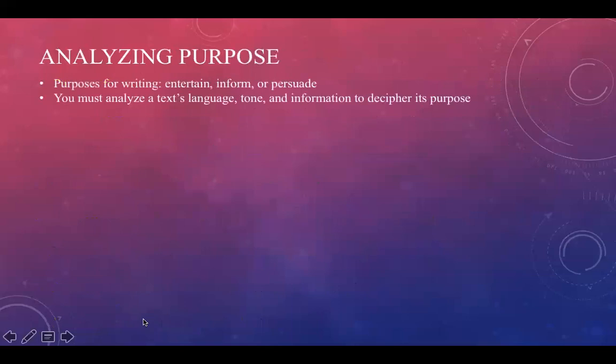Analyzing purpose. There are different purposes for different pieces of writing. For example, people can write to entertain. People can write to inform. People can write to persuade. You must analyze a text's language, tone, and information in order to decipher its purpose: what is the main reason why this person is writing what they're writing.